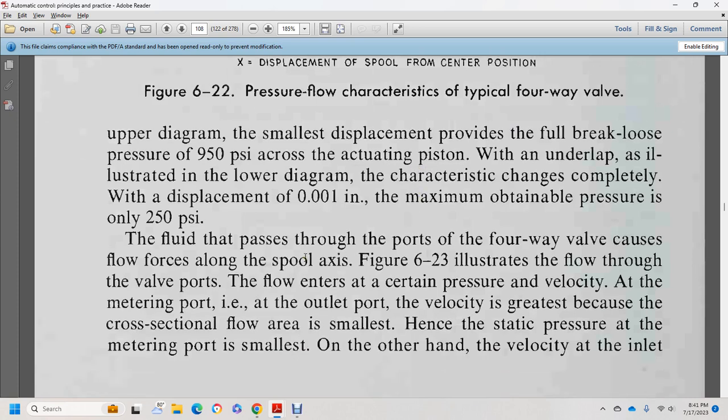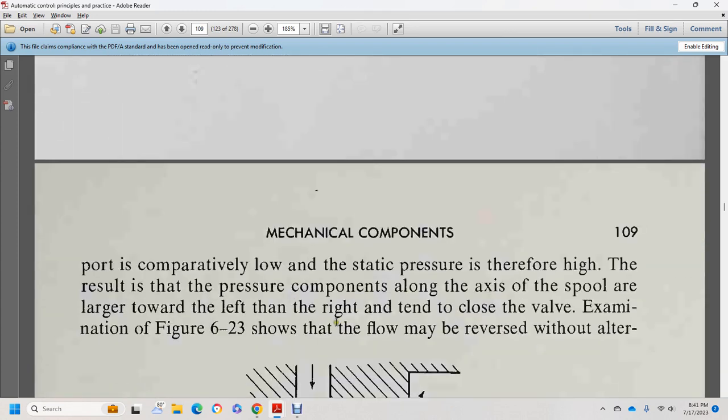Figure 6.23 illustrates the flow through the valve port. The flow ends with a certain pressure and velocity at the metering point. At the inlet and outlet port, the velocity is greatest because the cross-sectional flow area is the smallest. Hence, the static pressure at the metering port is smallest. On the other hand, the velocity at the inlet port is comparatively low, and the static pressure is very high.